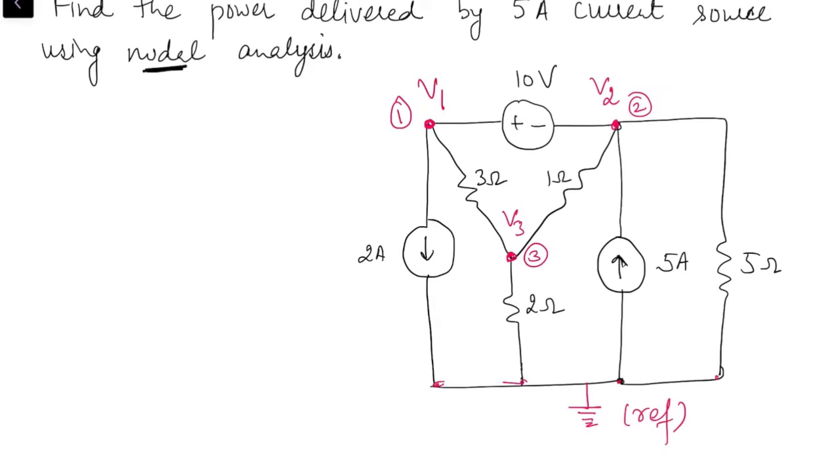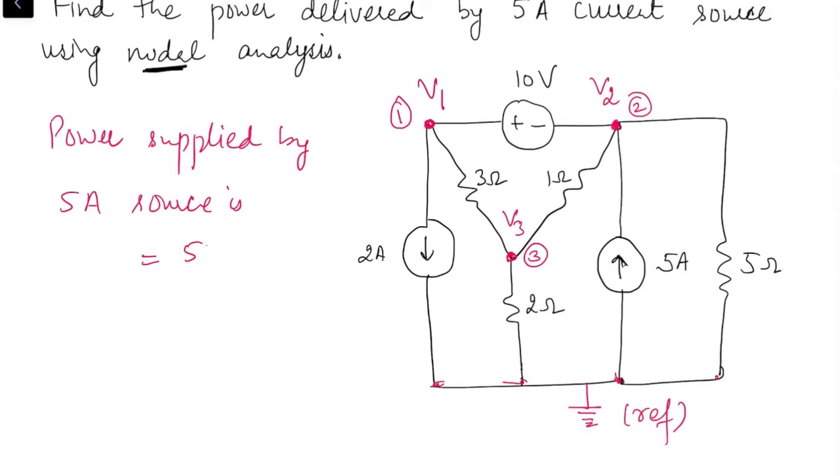Now apply KCL to each node. Power supplied by the 5 ampere source is 5 into the voltage across it. What is the voltage? V2 minus 0. It is equal to 5 into V2. So basically we are interested in finding V2.